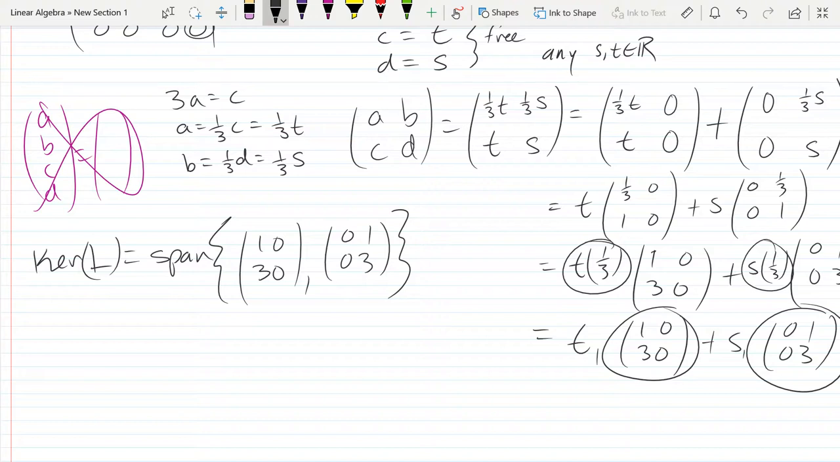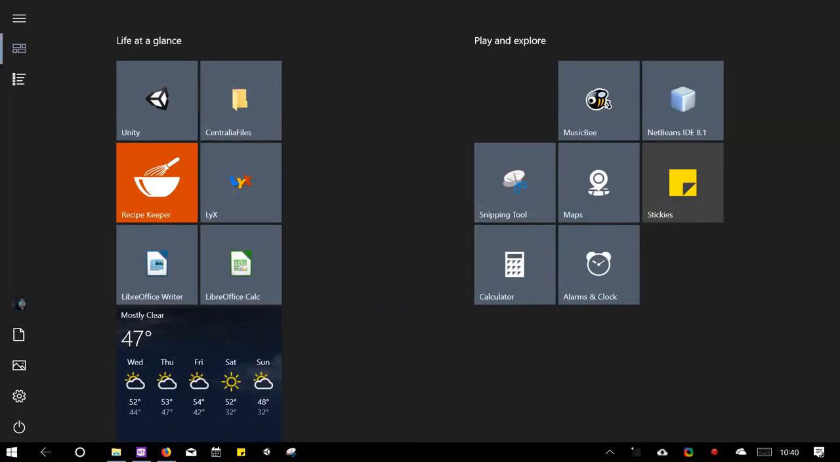So that is the answer for part B or C, whatever that was. We'll look back. All right, I don't have internet, so I can't plug these in and get them wrong. That means I'm right.